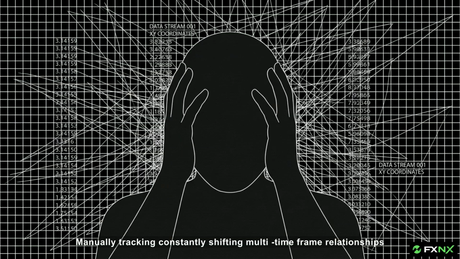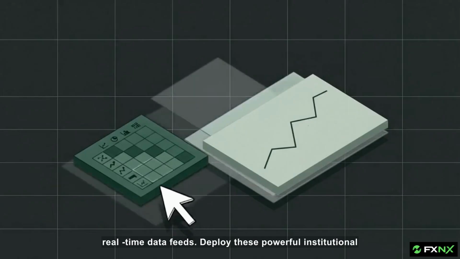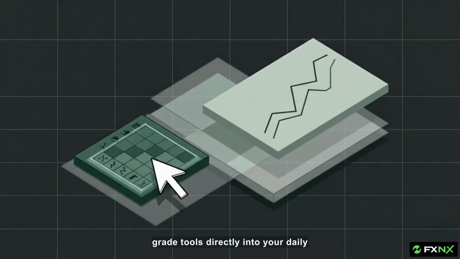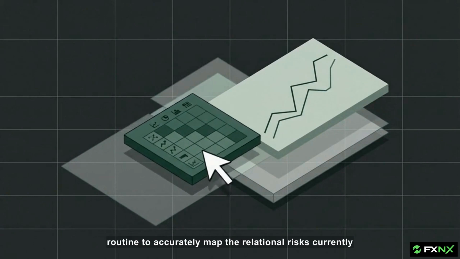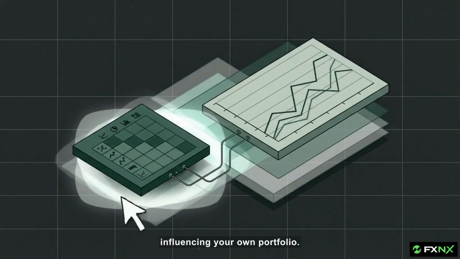Manually tracking constantly shifting multi-timeframe relationships across a global portfolio is mathematically impossible without the right infrastructure. FXNX provides the exact diagnostic instruments required to do this, featuring built-in dynamic correlation matrices and real-time data feeds. Deploy these powerful, institutional-grade tools directly into your daily routine to accurately map the relational risks currently influencing your own portfolio.